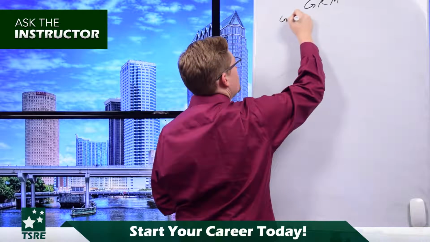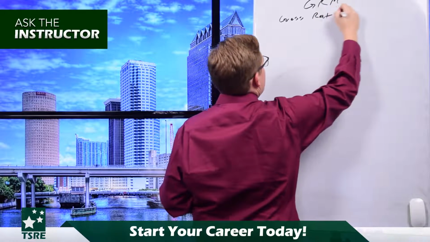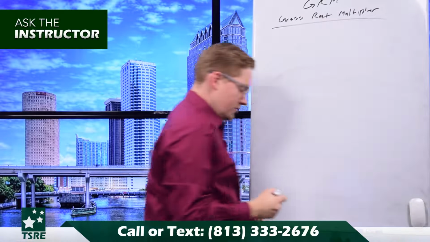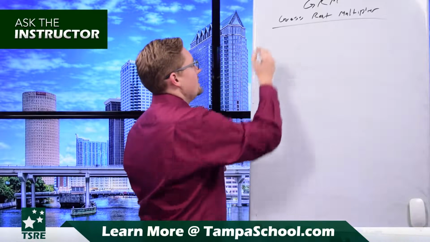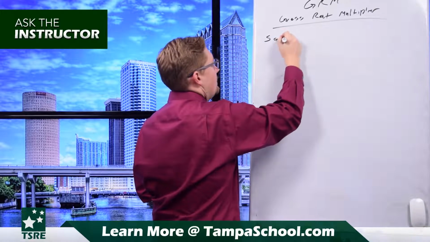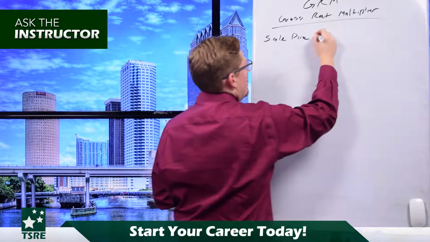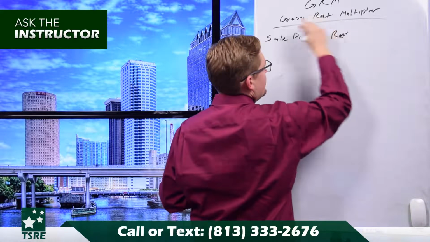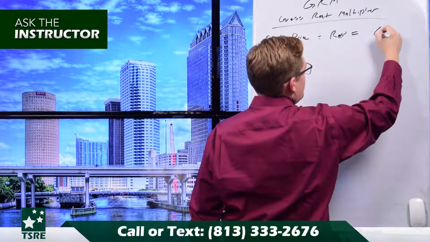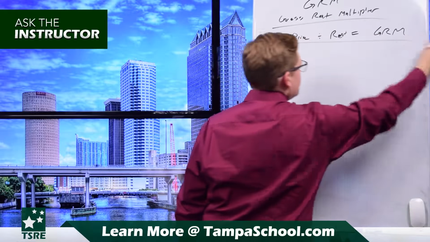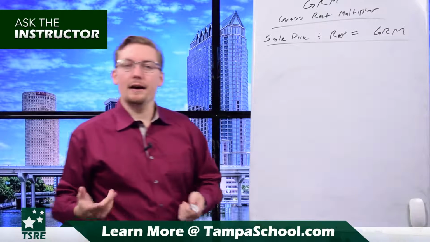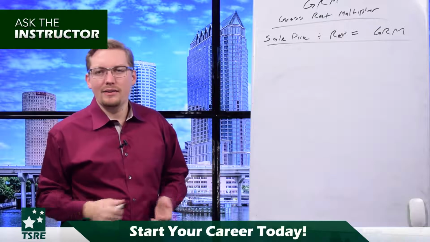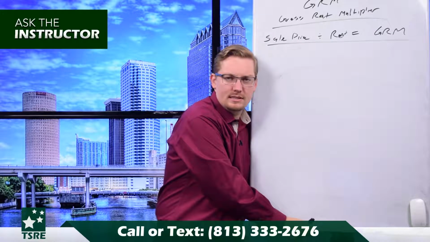So again, that's gross rent multiplier. The gross rent multiplier is essentially taking the sale price of a property and dividing it by the gross monthly rent. And that gives you your GRM. Now, this could be a really helpful formula for figuring out, again, what the potential value is of a particular property.